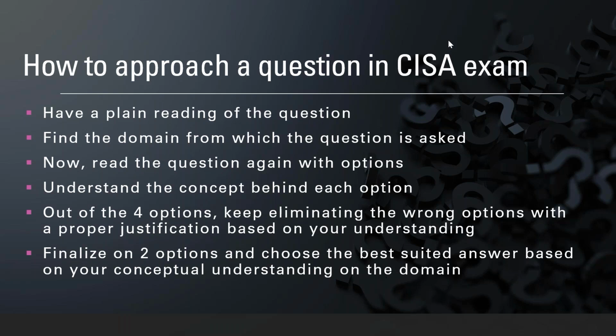That is very important, because don't jump onto a specific answer saying that, okay, this is going to be right. Don't do that. You might eventually go wrong. There is a concept behind each option. You have to have a proper justification as to why you are eliminating a specific option and why that is not right. So don't jump into a specific option and say that this is going to be right. Always eliminate each option with a proper justification. So that is the fourth point which needs to be noted.